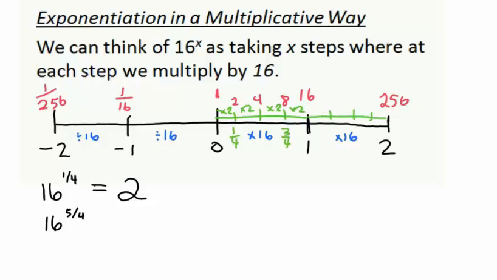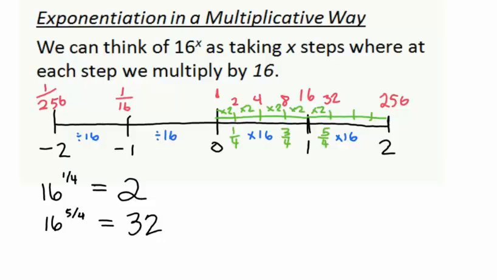Similarly, if we wanted to find 16 to the 5 over 4, this means we need to take 5 over 4 steps from 0. Well, we already have up to 3 over 4. 1 is going to be 4 over 4 steps, so we need to figure out the red number above this green hash right here. And we noted that each one of these is a multiplication by 2. So the red value that must go above here is 16 times 2, which is 32. So 16 to the 5 over 4 is 32.